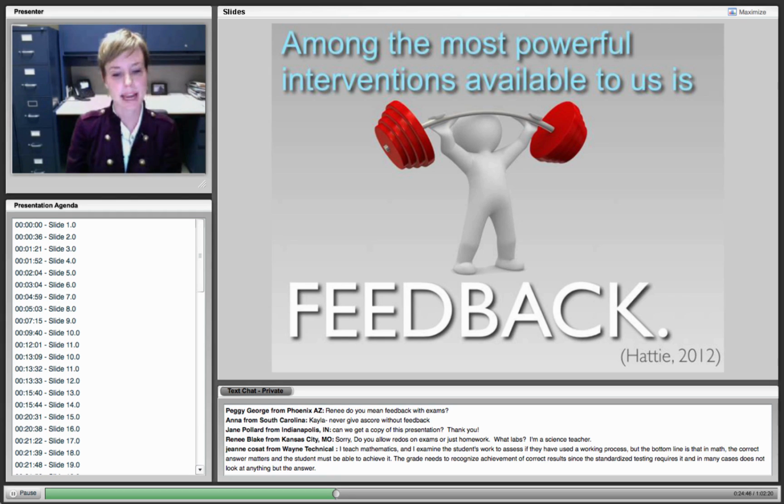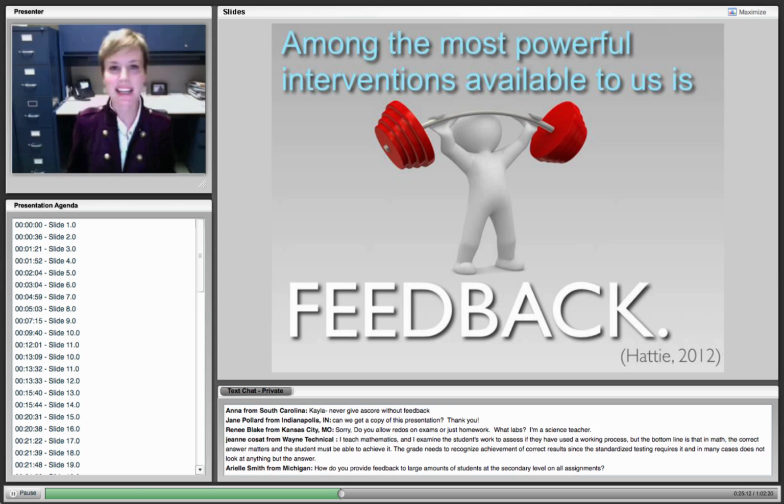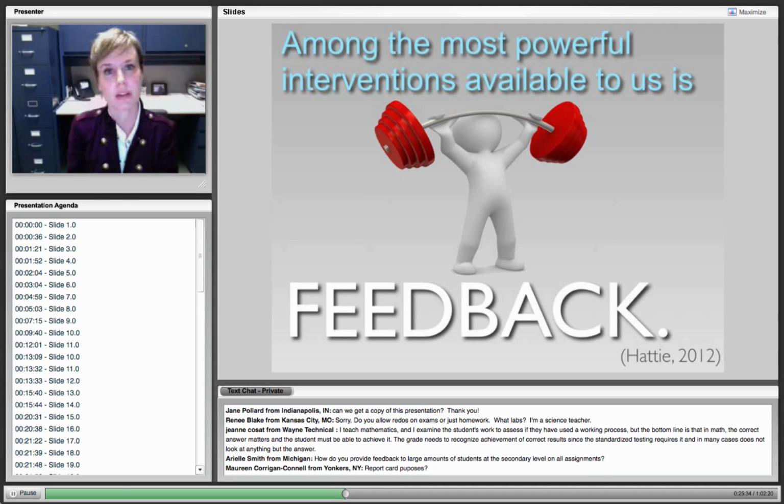Do we allow redos on exams or just homework? What about labs? You're a science teacher. So this really gets to this point of formative versus summative. Instead of characterizing every assessment as either formative or summative, I really like to think about it as: is this a formative point in time or a summative point in time? And when it is a summative point in time, that is the end. That is when we have to characterize where a student is right now. And exams are often given at those summative points in time. They're often cumulative. They should be one piece of data, and it shouldn't be that exams count X percent and everything else counts this percent. That's back to the calculator problem. But it should be one piece of data we use in making a decision about where a student was at this point in time.